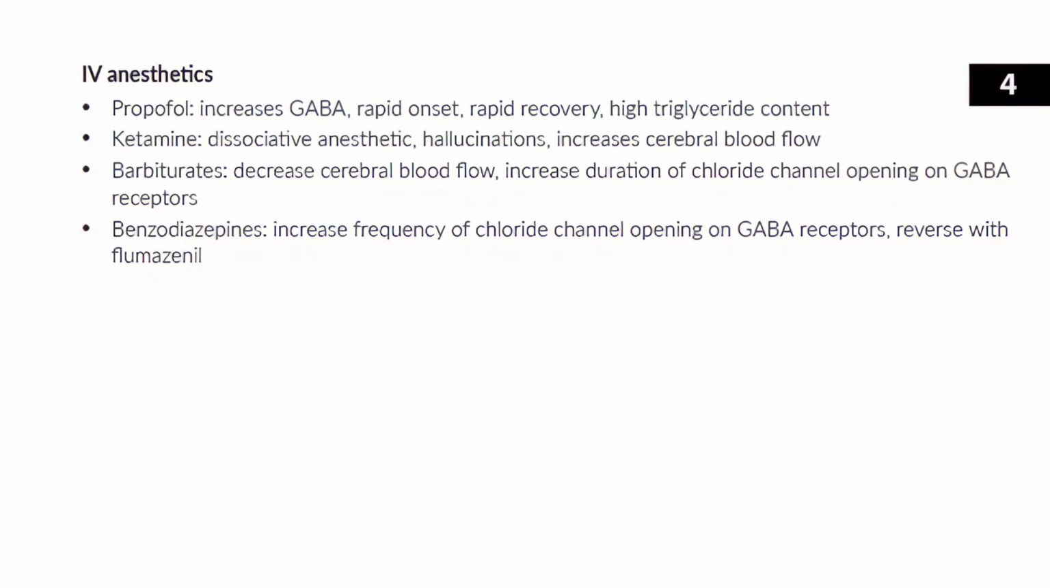Instead of increasing how long the GABA receptor chloride channels stay open, they increase how frequently the chloride channels open. But the end effect is actually the same. Now, you're potentiating GABA and increasing the effect of that inhibitory neurotransmitter.